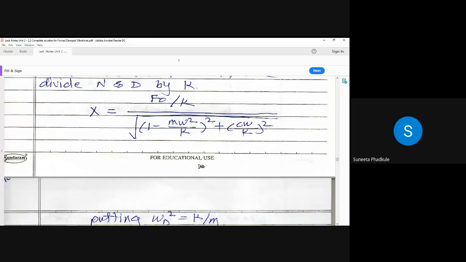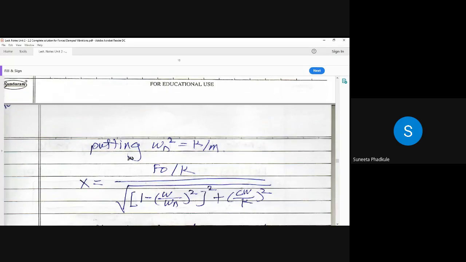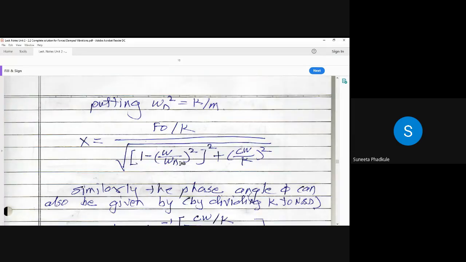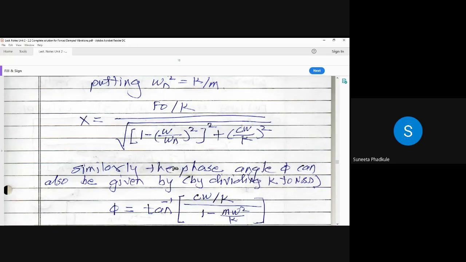Now this m you can take downward. That will become k upon m. What is k upon m? ωn square. So this term will become ω square upon ωn square. So I will write down in the bracket ω upon ωn bracket square. So 1 minus (ω/ωn) bracket square, full bracket square, plus (cω/k) bracket square. So this is the value of X.